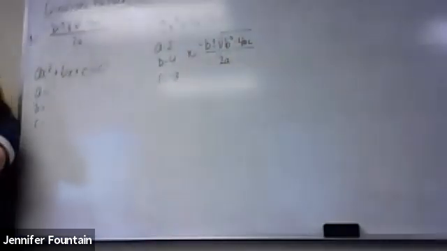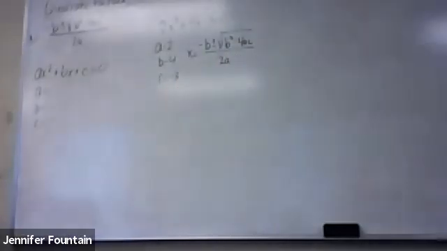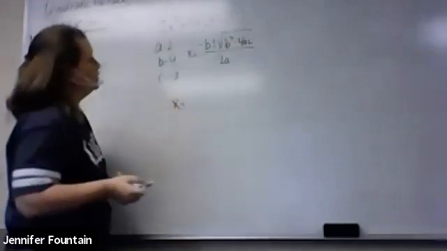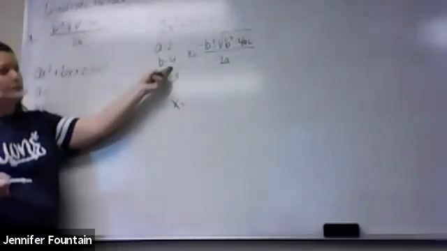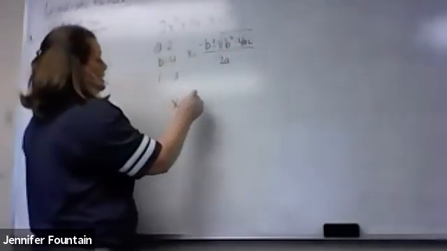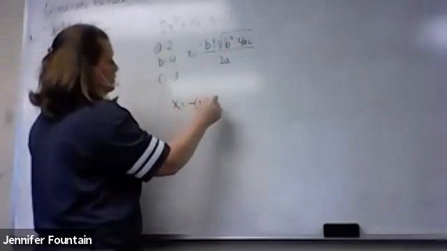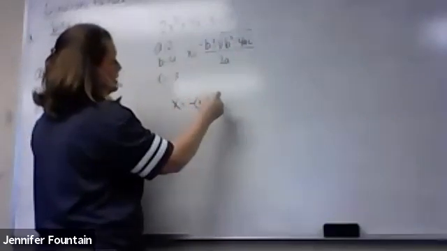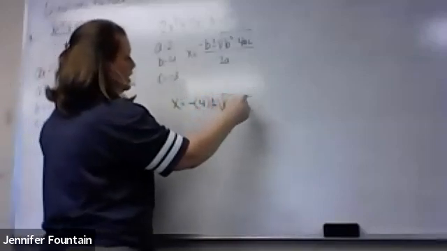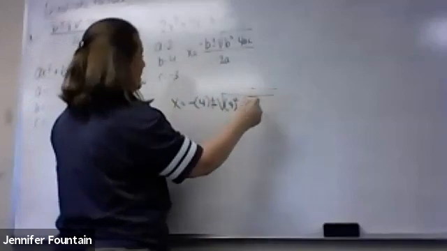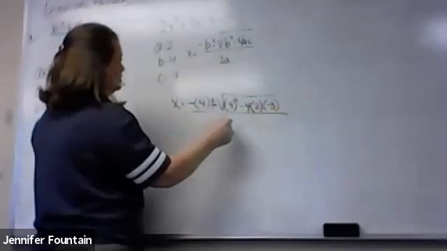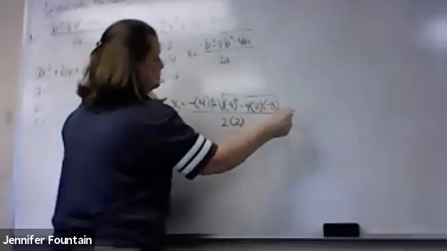Okay, I've got my blank formula. I have my values. I'm going to start plugging in. X is equal to, B is positive, but my formula has a minus sign in it, so I know that will be negative 4 plus or minus the square root of 4 squared minus 4 times A is 2, C is negative 3, all over 2 times 2.